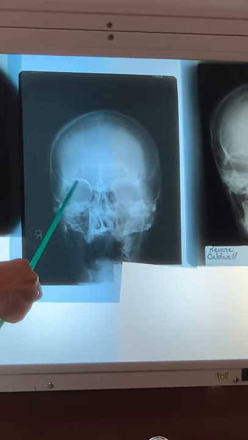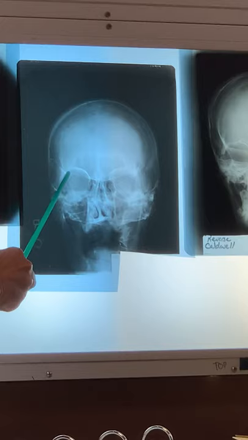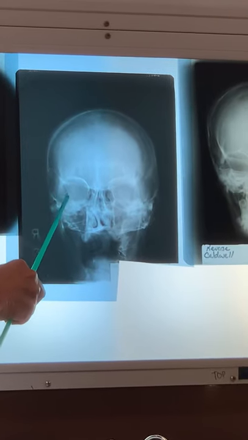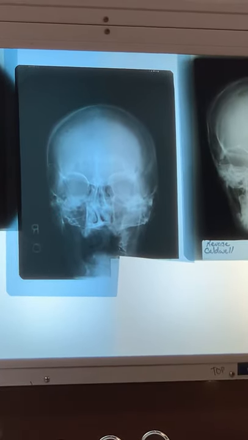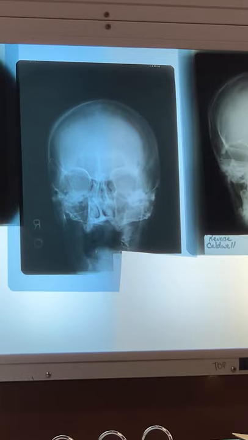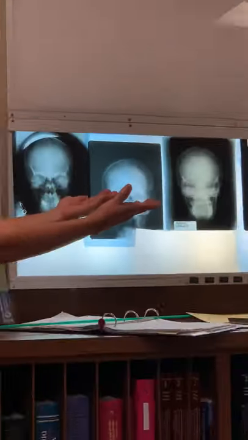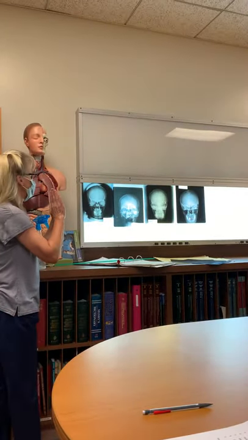Oh, lesser wing. Lesser wing. That is greater wing. Remember, the greater wing, the reason why it's formed that way is because it goes anterior and superior, and then it comes back like that.